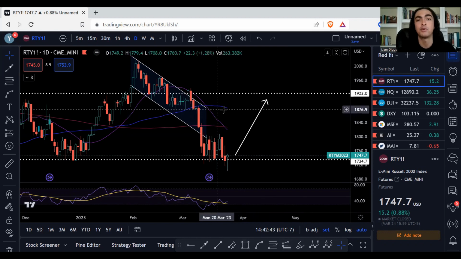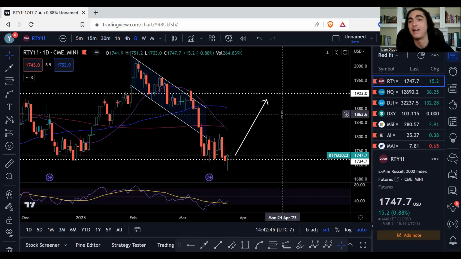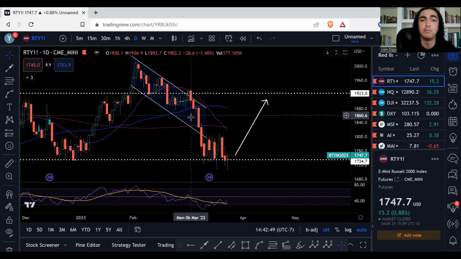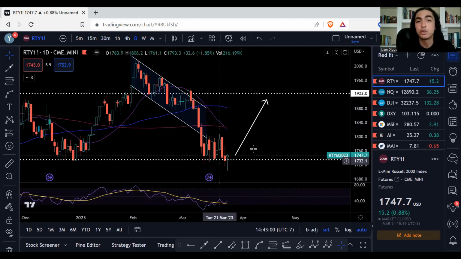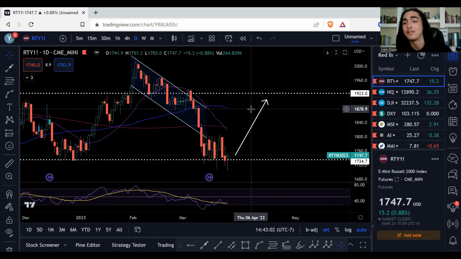That is above pretty much all three of our moving averages, but with the RSI divergence coming in and this big move, I think we do need to see some type of gap fill coming in addition to the RSI divergence. And so that's pretty much the thesis here. So at least in the short to medium term, I would expect to see more upside on the Russell.